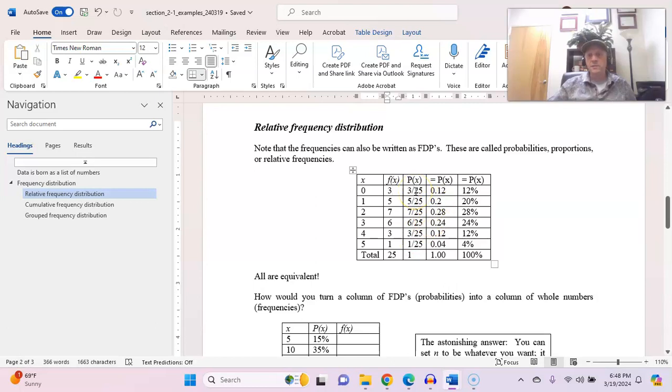Of course, each one of these fractions can be turned into a decimal. If you just pick up your calculator and divide 3 divided by 25, your calculator will tell you that that is 0.12. So each of those fractions could be turned into a decimal. Those decimals would add up to 1. And then, of course, each of those decimals could be turned into a percent if you just shift the decimal point 2 places to the right. So 0.12 is equivalent to 12%. 0.2 is 20%, and 0.04 is equivalent to 4%. If you add all these percentages together, you get 100% of the list.